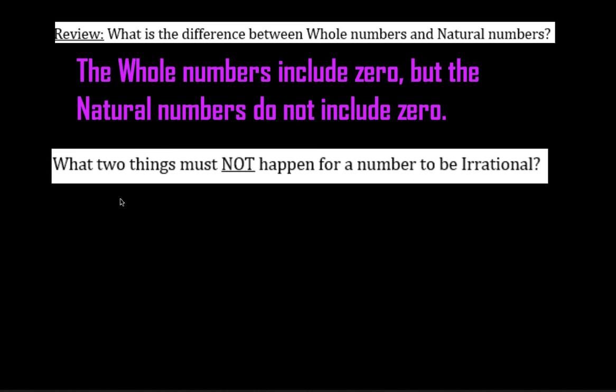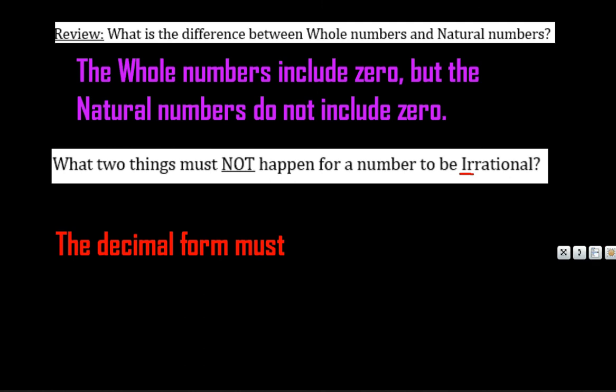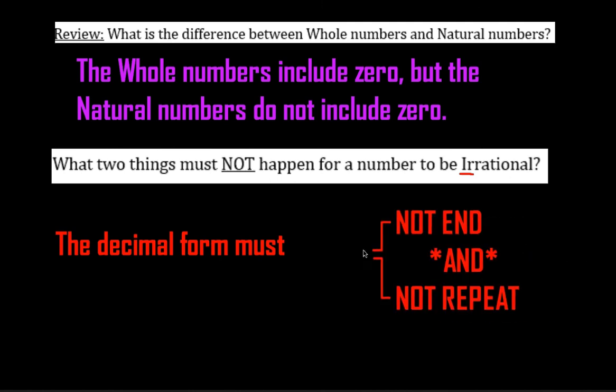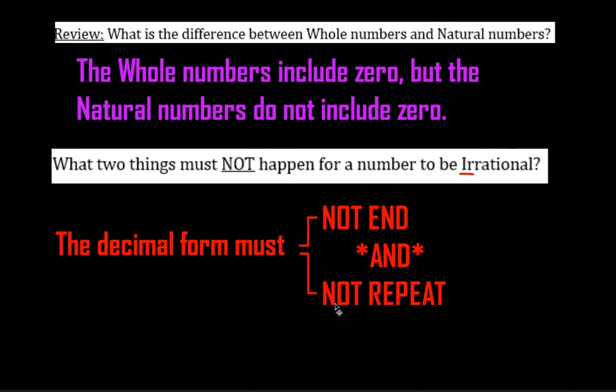And then it says, what two things must not happen for a number to be irrational? Remember what we're saying when we say if a number is not rational, that means irrational. So just remember that key idea. The decimal form must not do two things. It must not end and it must not repeat. So it must do both of these to be not rational. Make sure you check off both of these, that it does not do that for it to be not rational.